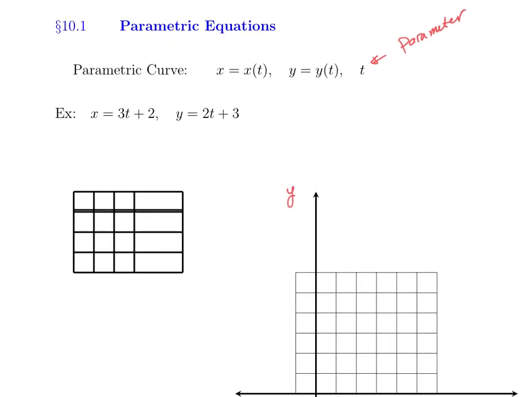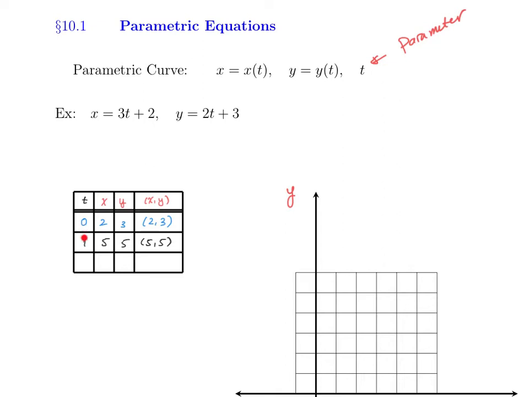So usually before, when you had to do a graph for x and y, you only had x and y and then the point x, y. However, now we're going to add the parameter t and see what happens. So if t is 0, well, x is going to be 3 times 0 plus 2, which will give you 2, and y will be 3. So this will give you the point 2, 3. If t is 1, x will be 5, and y will also be 5. You should check this. So this will give you the ordered pair 5, 5.